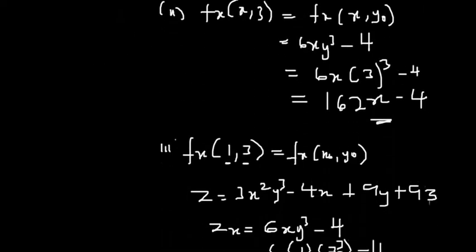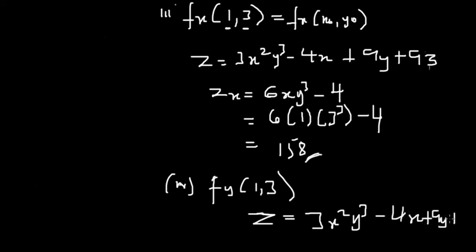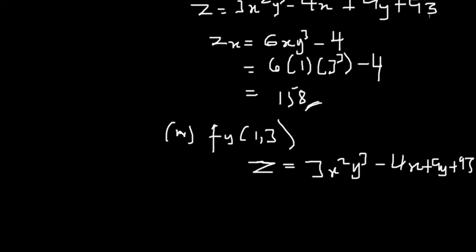So we have f of y. Now you are trying to differentiate with respect to only y. We are taking the partial derivative of y, means that we are trying to differentiate only y and then leave x. So we have 3x squared y cubed minus 4, plus 9y plus 9 3. So we are differentiating with respect to only y.